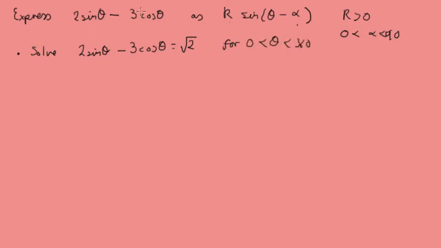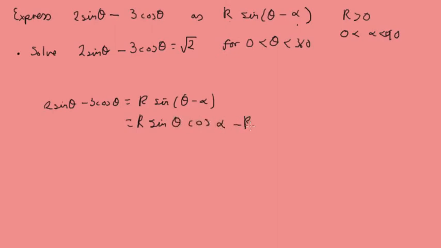So first let's get it into this form. For 2 sine theta minus 3 cosine theta equal to r sine(theta minus alpha), we'll use our compound angle theorem. So r sine theta cosine alpha minus r cosine theta sine alpha. And now we equate our coefficients just like we did in our general example.